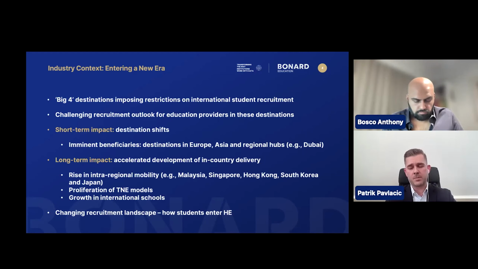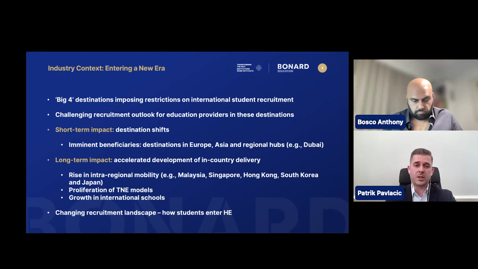And what we have seen over the last 12 months was an obvious short-term impact that manifested itself in terms of destination shifts. We've seen some imminent beneficiaries, destinations in Europe, such as Germany and France. Germany has actually risen by 5% in the 2024-2025 winter semester. But also Asia, where we're seeing new emerging destinations taking up market share, namely Malaysia, Singapore, etc. But also regional hubs such as Dubai, which are heavily investing into promoting themselves as feasible study destinations for international students, offering work rights, again, and favorable conditions to enter the destination.